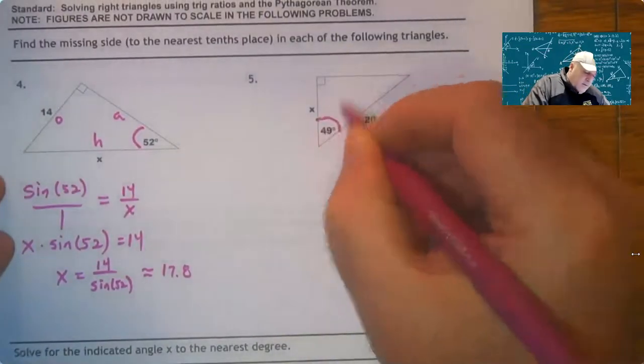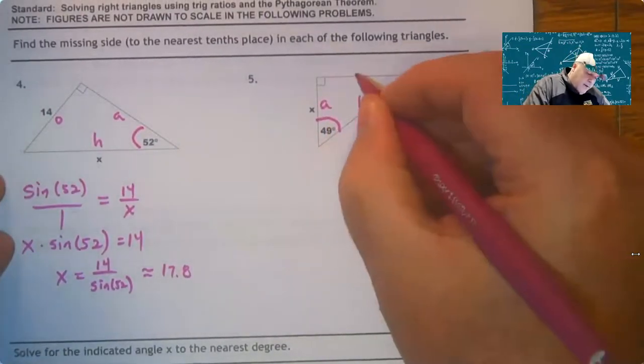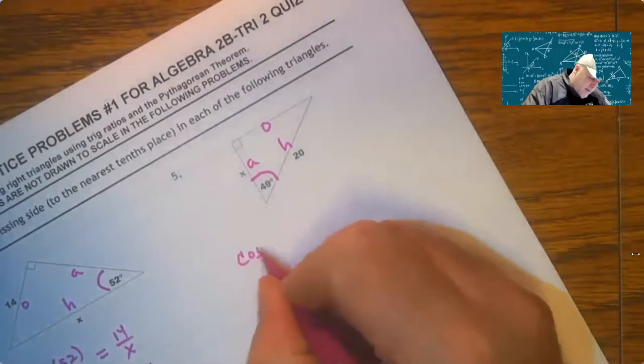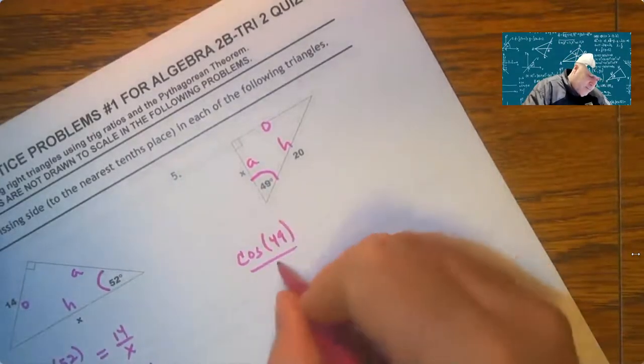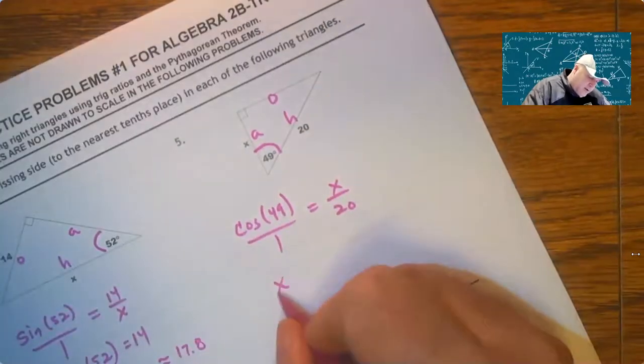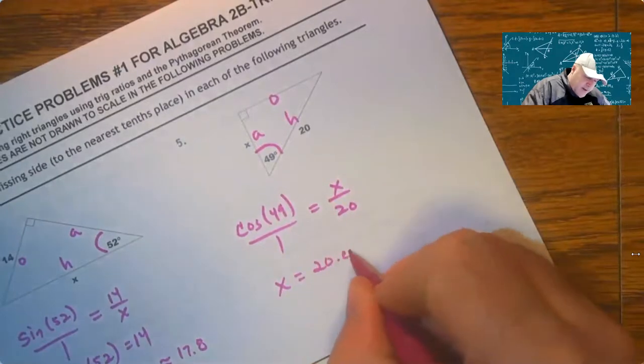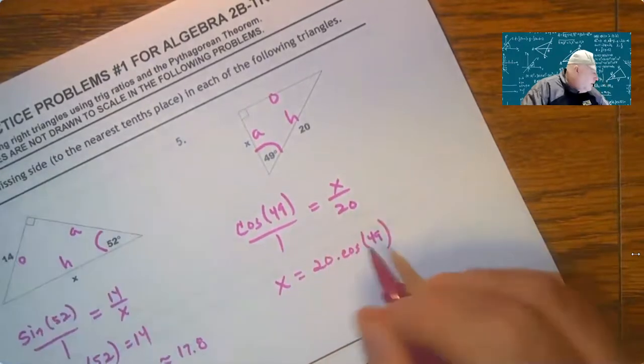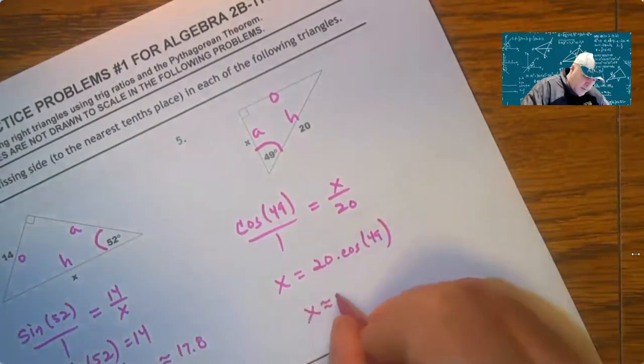Okay, here, adjacent, hypotenuse, opposite. This is going to be a cosine. So cosine of 49 equals x/20. And when you do the cross product here, you do not have to divide. And this is going to be 13.1.